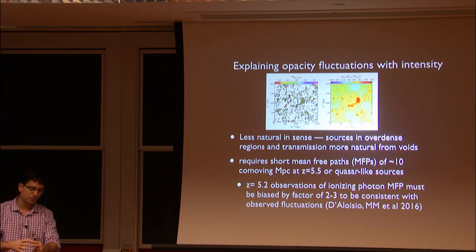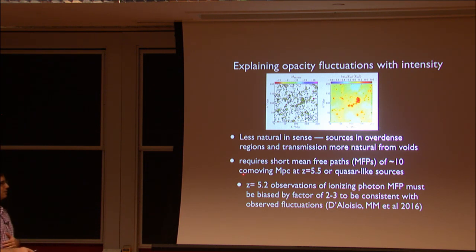If I make the mean free path shorter and shorter, then these fluctuations in the ionizing background will go up and up. And so you can quantify what mean free paths you need, and you need fairly short, 10 comoving megaparsec mean free paths at redshift 5.5. We have a really neat method for measuring the mean free path of ionizing photons that I won't go into, but we've measured it as high as redshift 5.2, and that method is finding values that are a factor of 2 to 3 too long. And I can talk later about potential issues with this method.